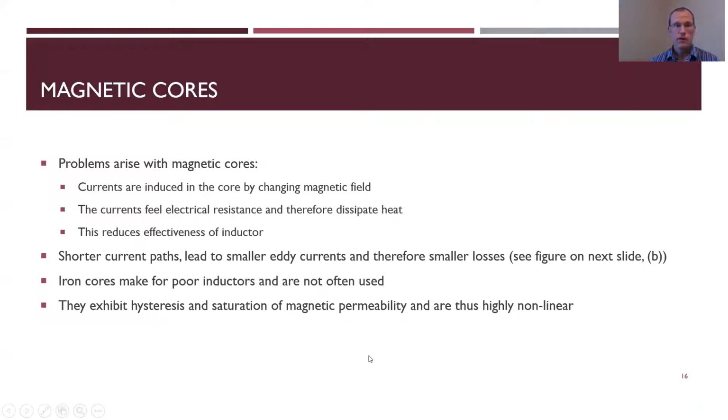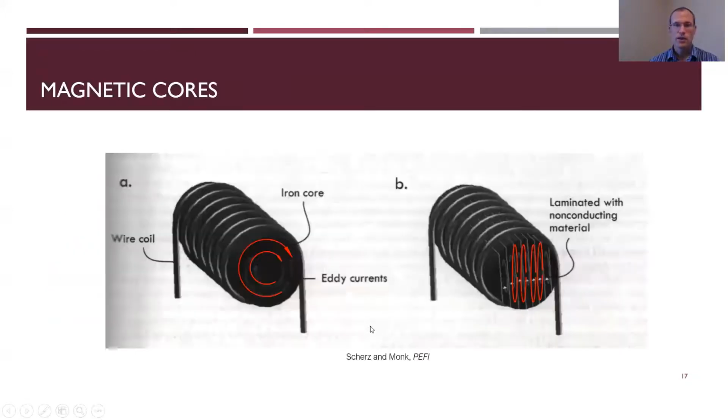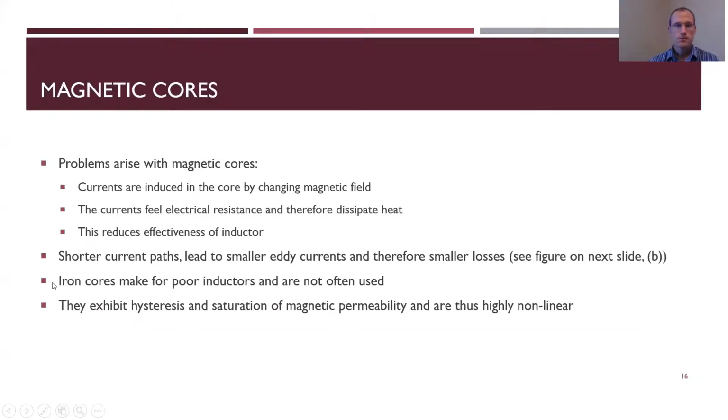However, there are problems with these magnetic cores. One thing is that currents are induced in the core by these changing magnetic fields. Those currents feel electrical resistance, and therefore they dissipate heat, and that reduces the effectiveness of the inductor. Shorter current paths lead to smaller eddy currents, so we'll see this next slide here. There's some eddy currents. If you laminate with some non-conducting material, those eddy currents get smaller. And that's a good thing, because you have smaller losses that way.